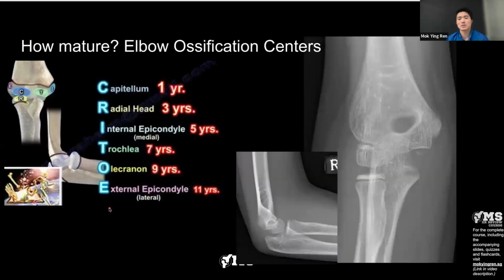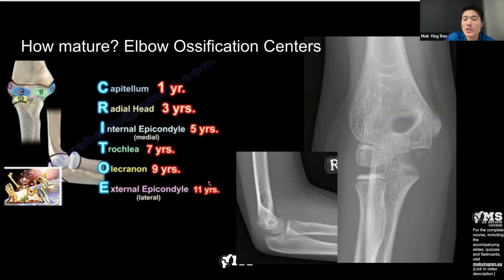Now, the question then comes here to ask ourselves, how mature is this patient? And this is where you may have heard this mnemonic, CRETO, before. C for capitellum at 1 year, R for radial head, which comes out at 3 years, the internal or the medial epicondyle at 5, the trochlear at 7, the olecranon at 9, and the external or lateral epicondyle at 11. All right, they are all odd numbers, 1, 3, 5, 7, 9, 11.